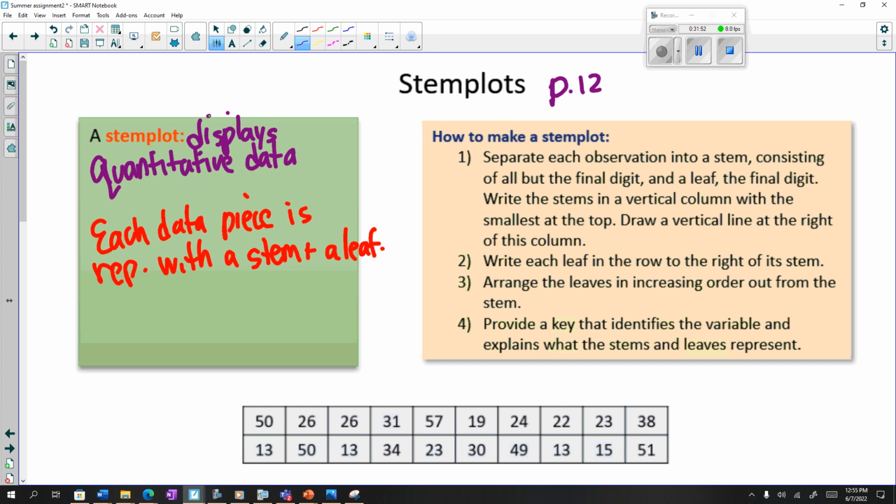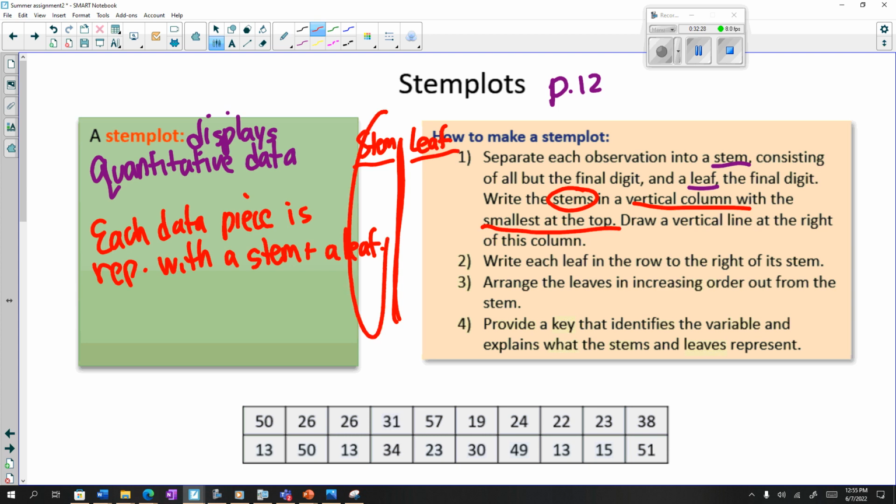So it's telling us how to make a stem plot. First we have to decide what our stems and our leaves are and separate them into stems and leaves. Then we write a vertical line, which is a line up and down like this. We want to put the stems first, sorting them from low to high, or smallest to highest. Your stems go on the left and your leaves go on the right. You list the stems in order from low to high in this column here, and then you put your leaves in on the right.